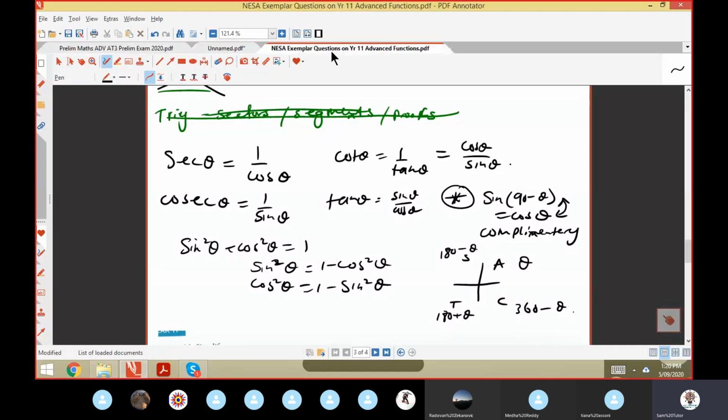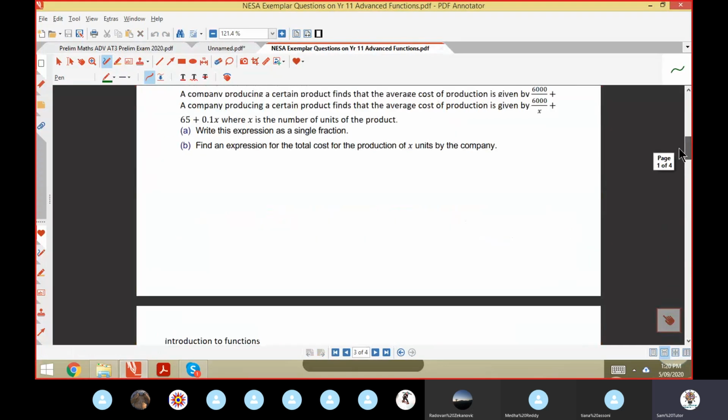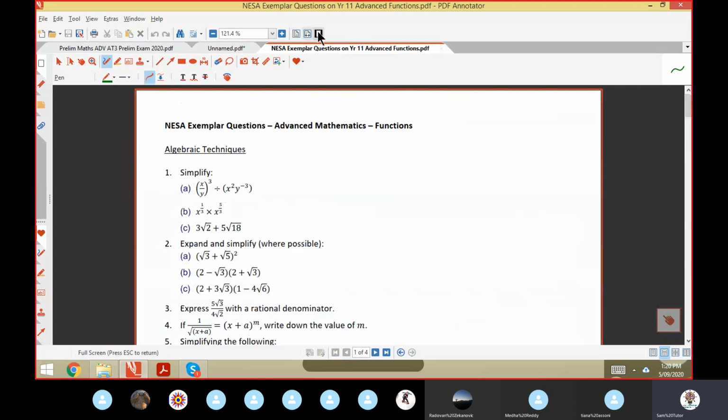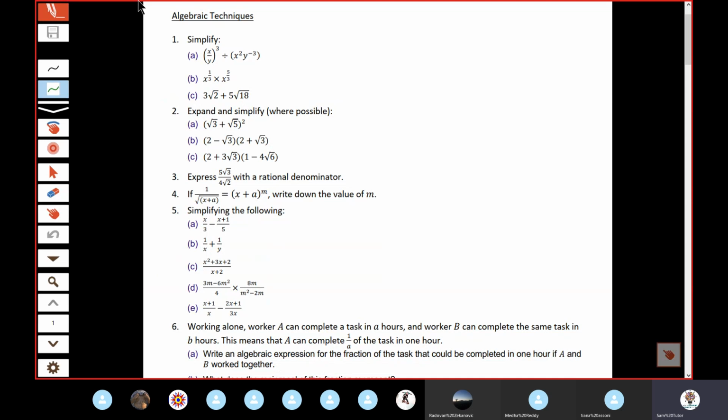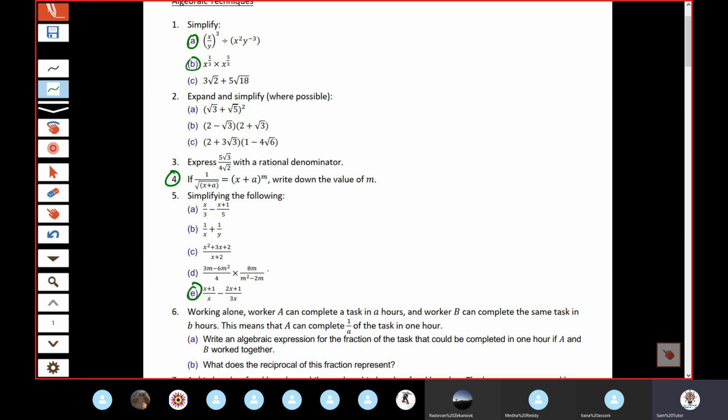Functions. So, let's do these example questions. I'm going to circle the ones I think you guys will get wrong. So 1A, B, 4, E, let's do them. Those 4. Try them out.